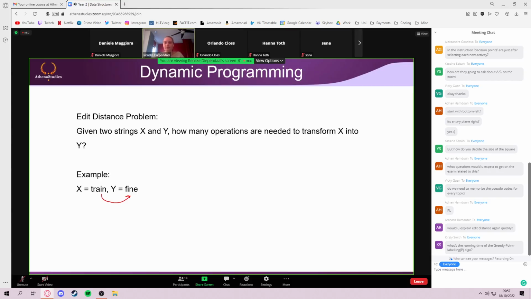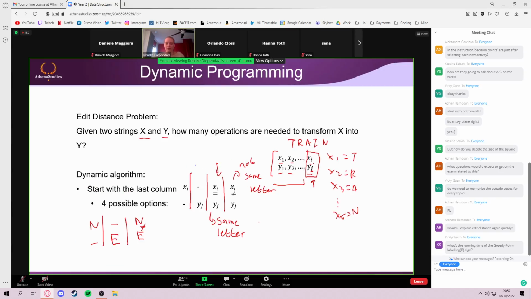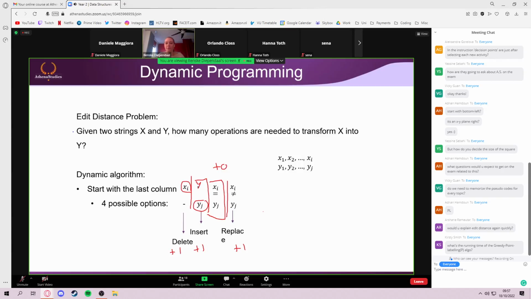So in this case, we want to make the word train into fine. We remove the T, remove the R, replace the A with an F, and we insert an E, and then we've transformed the word into fine. What we're going to do is write each string down as a subsequence. So if you have the word train, then T would be your x1, R would be x2, A would be x3, etc. And then we try to define what this last column could be.